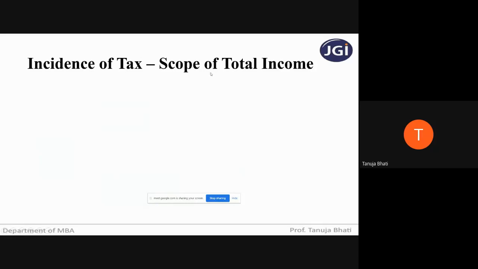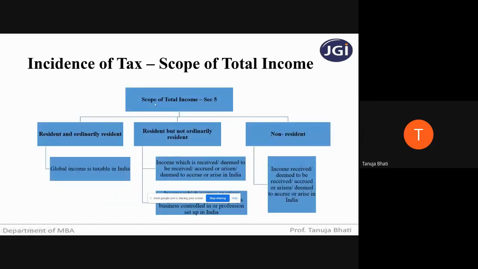Incidence of tax, or scope of total income. That incidence of tax is determined under Section 5. Section 6 talks about residential status, which we know is either resident or non-resident in case of a firm, AOP, BOI, or company, and resident and non-resident in case of an individual and HUF. In case of an individual and HUF, resident is further divided into resident and ordinarily resident, and resident but not ordinarily resident. So let us see Section 5, incidence of tax.